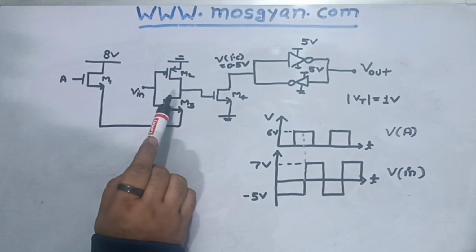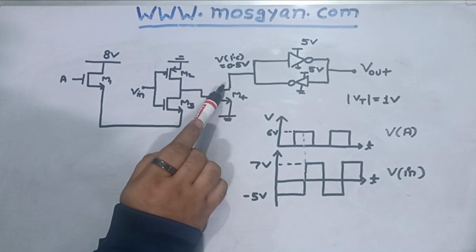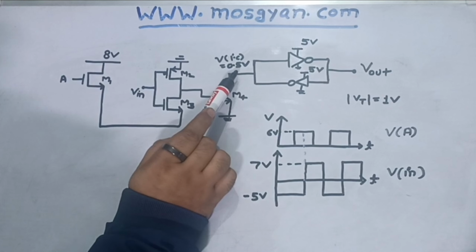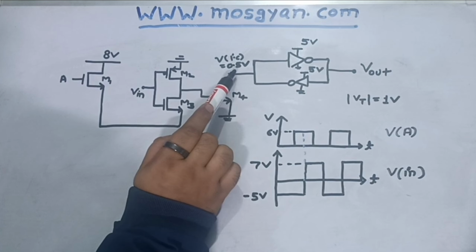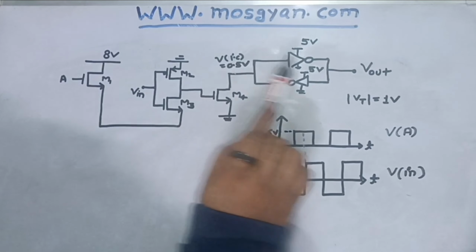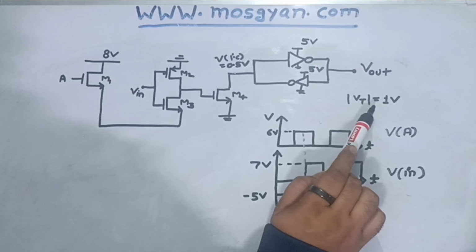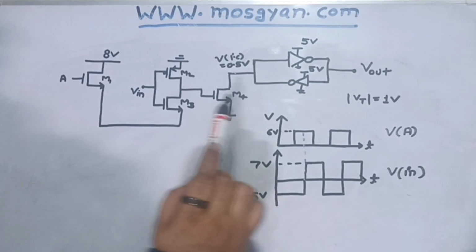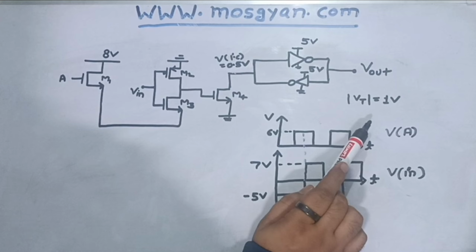Now the output of the CMOS inverter goes to a switch, and the output of this switch is fed as an input to a latch whose supply is 5 volt. The initial condition for this particular net is given as 0.5 volt, and we have to draw the output Vout. One more piece of information given is that for all the transistors, the threshold voltage can be considered as 1 volt.